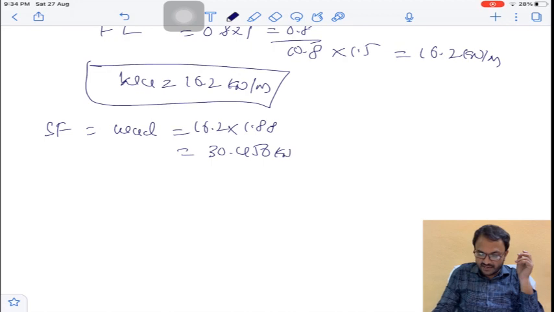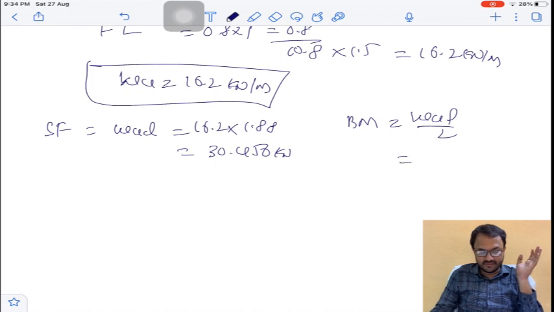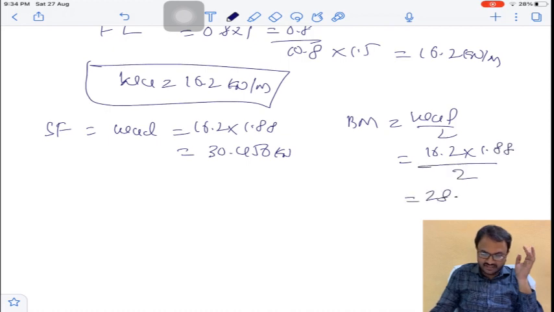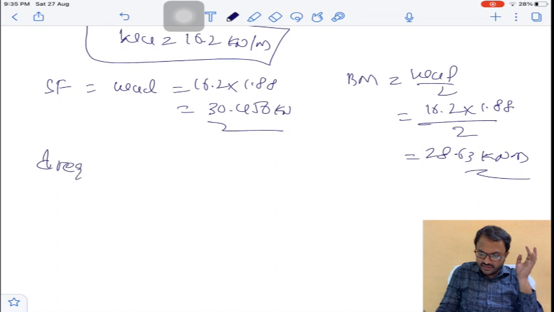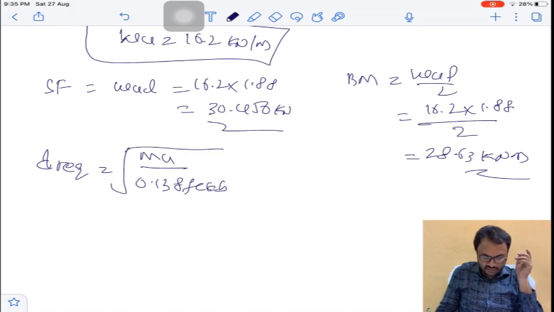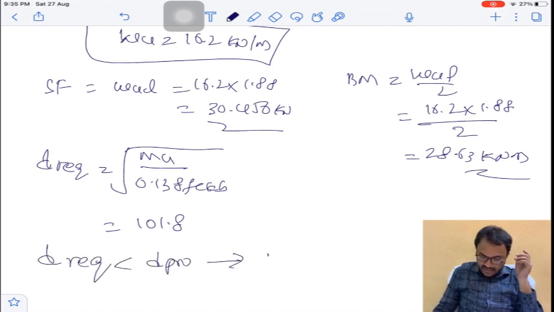And factored bending moment is equal to Wu into L by 2. It is for cantilever, not simply supported. So it is 16.2 into 1.88 divided by 2. So that is equal to 28.63 kilonewton meter. Clear? So these are all the factored shear force and factored bending moment. And depth required, Mu is equal to 0.138 fck b d squared. So by substituting these values, depth required is equal to 101.8. So depth required is less than depth provided. So obviously it will become under reinforced.